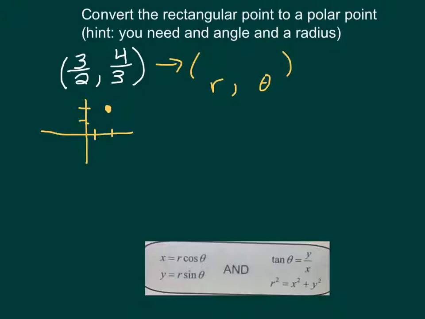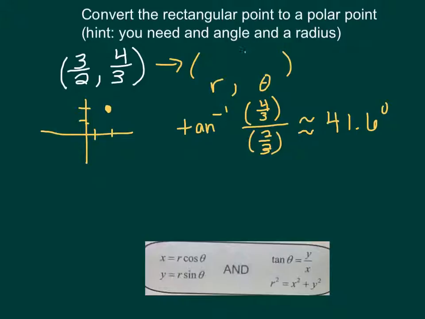To find the angle, I'm going to take the inverse tangent of the sine, which is 4/3, over the cosine, which is 3/2. When I do that and take the inverse tangent, I get an angle of approximately 41.6. So this one we notice is not necessarily going to give me exact values because I'm at 3/2 and 4/3. I'm not at a whole number.